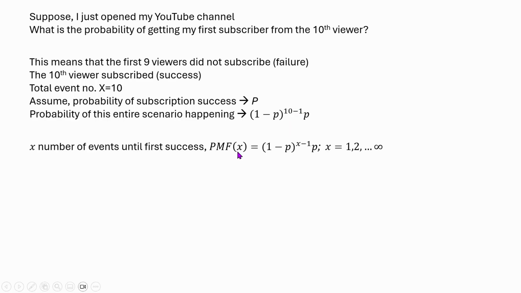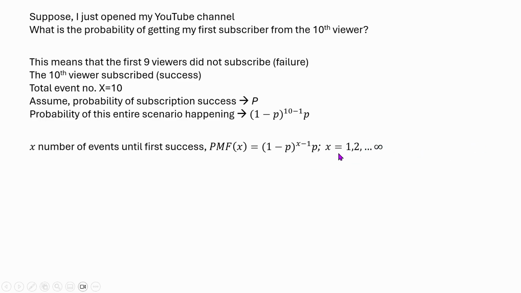So this is the general formula of the geometric distribution. Exactly this scenario is going to be modeled by geometric distribution. What geometric distribution tells you is this: what is the probability of x number of events until you get your first success? That means PMF of x, probability mass function of x, where x is the number of events until first success, is going to be (1 minus p) to the power x minus 1, into p. And x can be any number, 1, 2, 3, 4 up until infinity. And they are all integers. That means this is a discrete probability distribution.